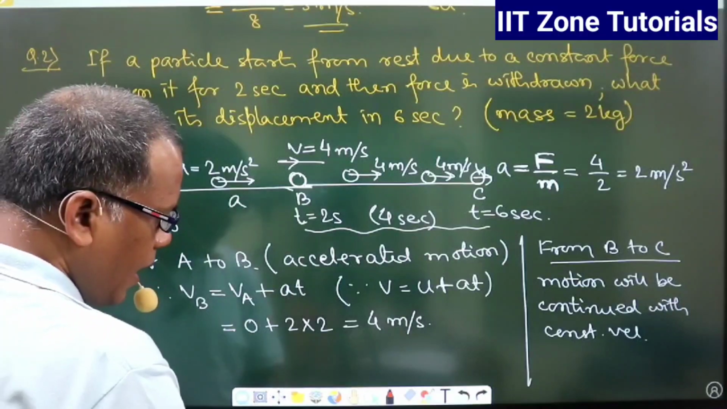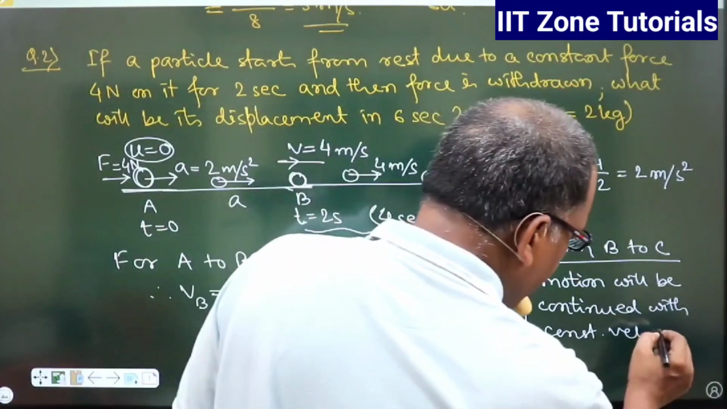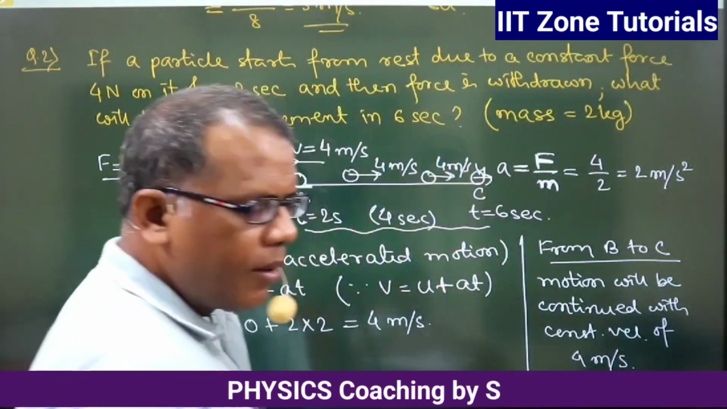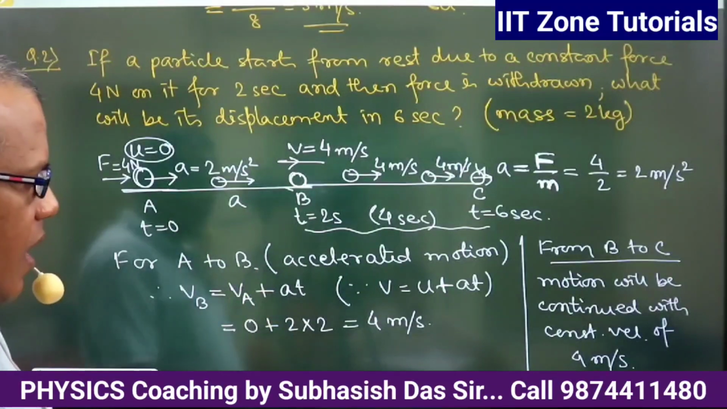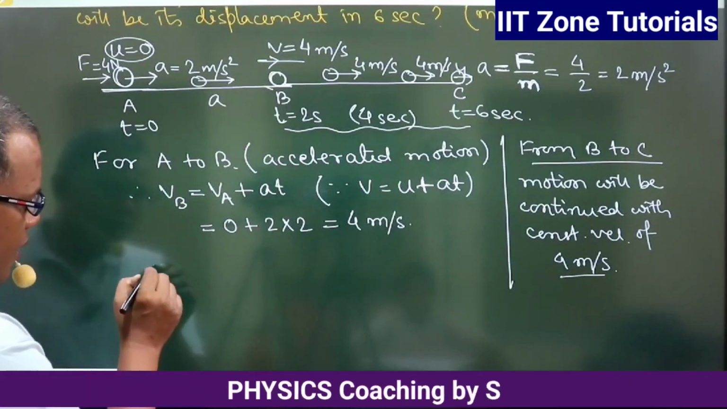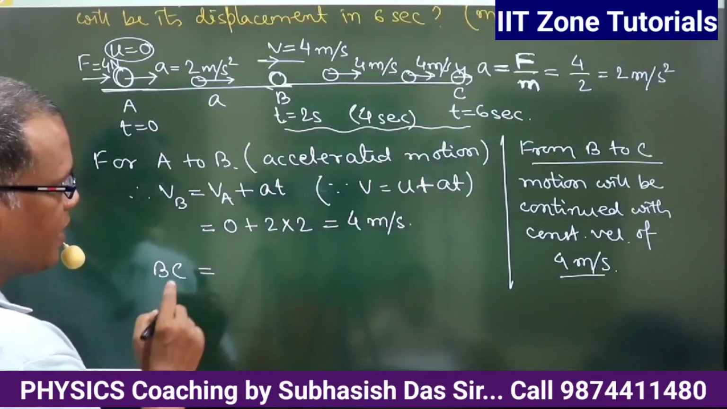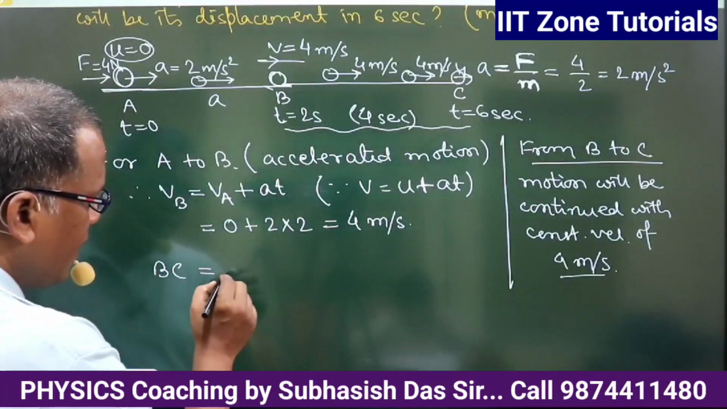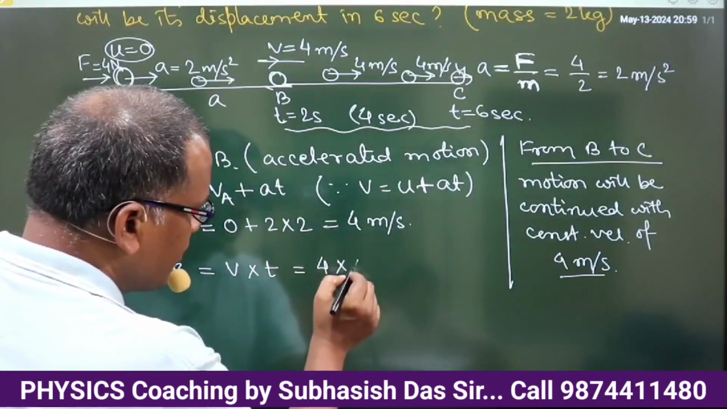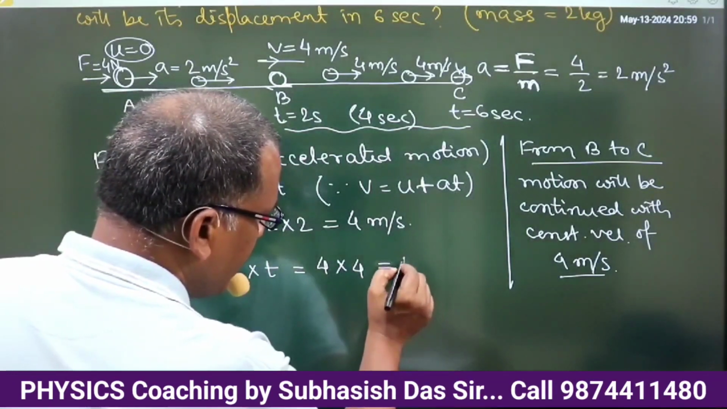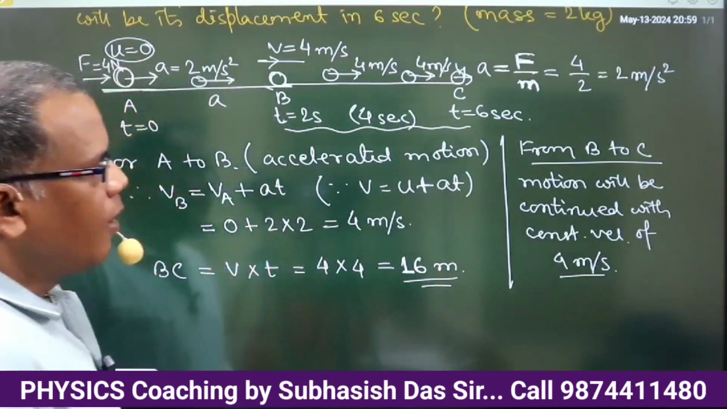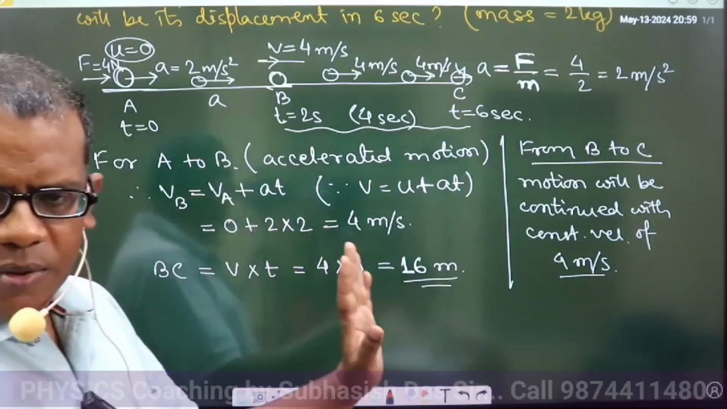Are you getting me or not? And that velocity will definitely be the 4 meter per second we calculated at position B, at the instant t equal to 2 seconds. So this displacement B to C is the velocity into time of journey. The velocity value is 4, time of journey is 4, so it will be 16 meters. So B to C will be 16 meter, which the particle travels in the last 4 seconds.